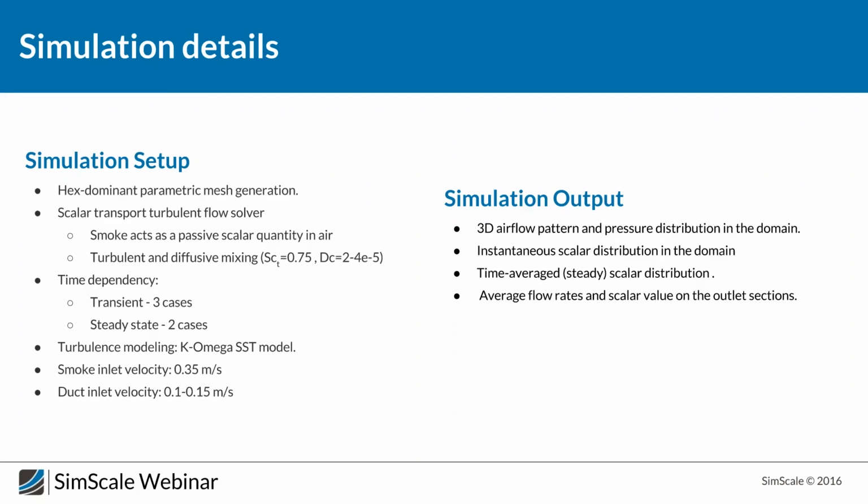The next item, which would be very interesting, is the instantaneous scalar distribution in the domain. We want to see at each time where the front of the smoke is, specifically in case of the smoke propagation, and what the density of that front is, what the concentration of that front is.